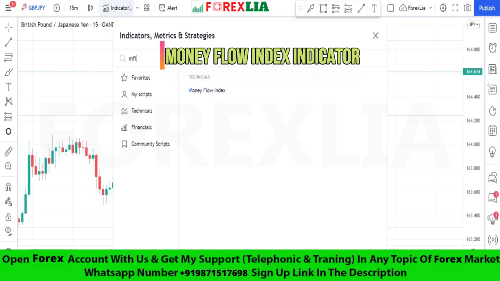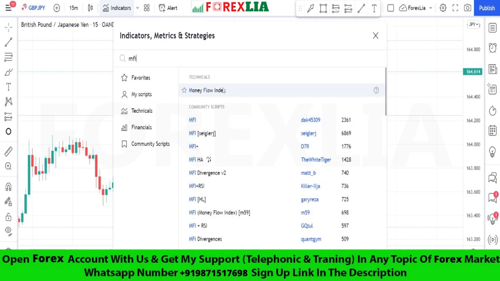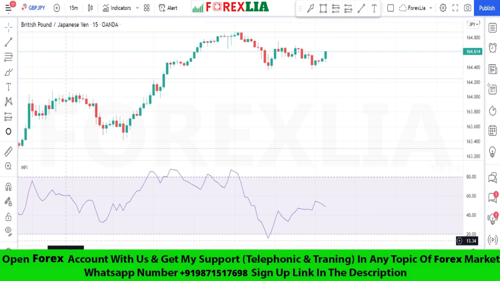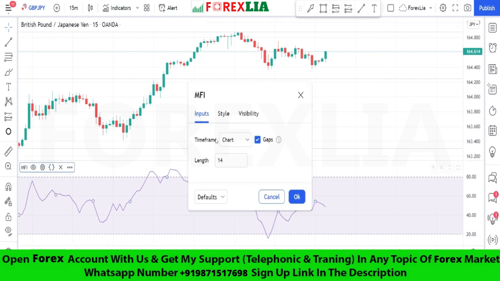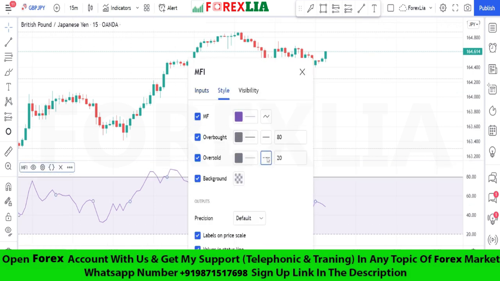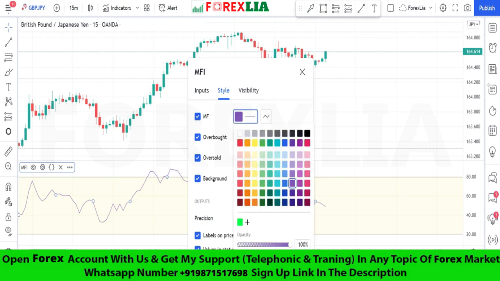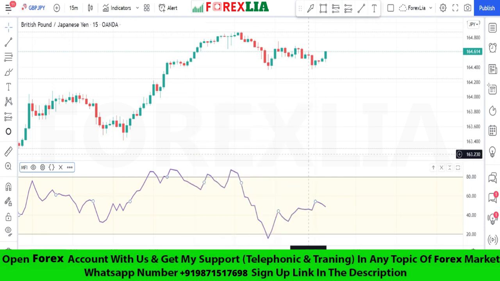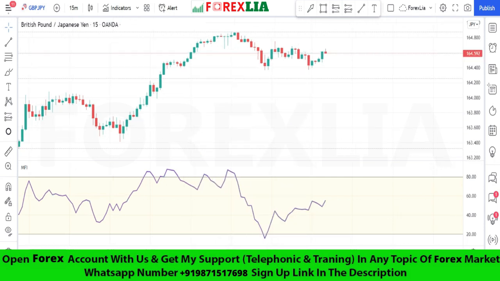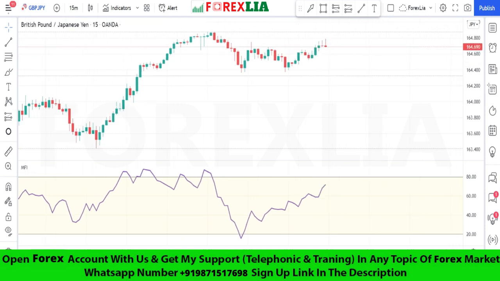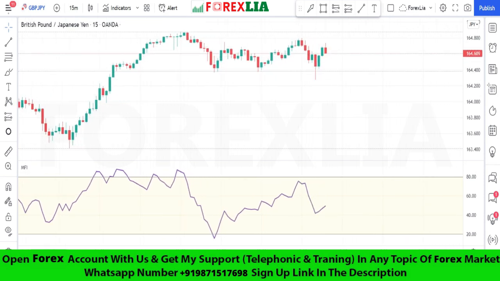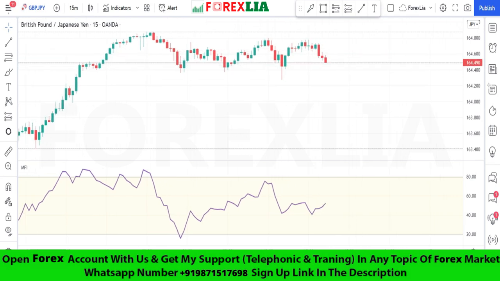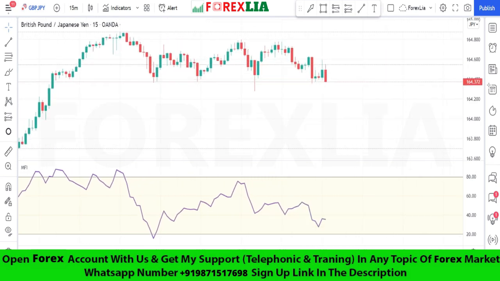This strategy we need money flow index indicator. If money flow index indicator break 80 level line upward, then we take a buy trade.